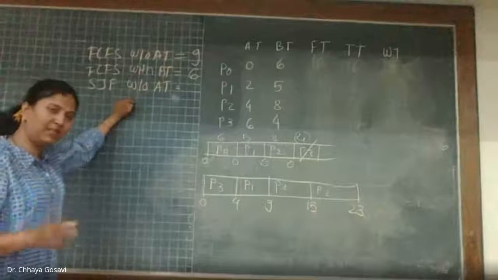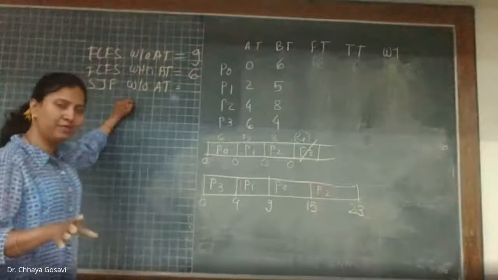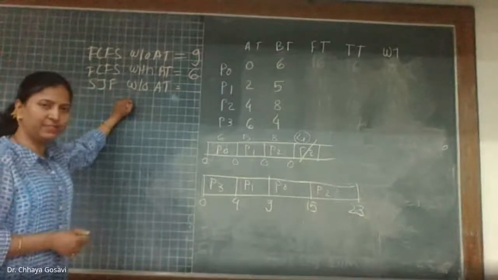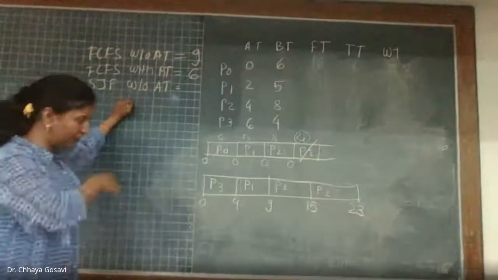Okay, you got it? Ma'am, we start with whichever process, even if it has the highest burst time, but if it arrived at time 0, then that should be executed. That will be our next example.